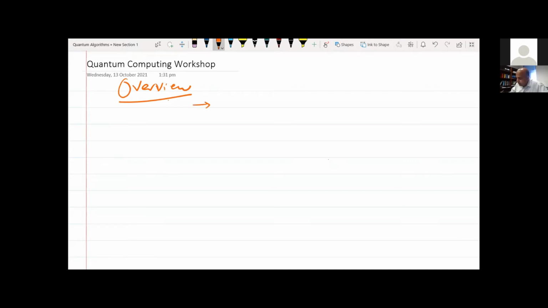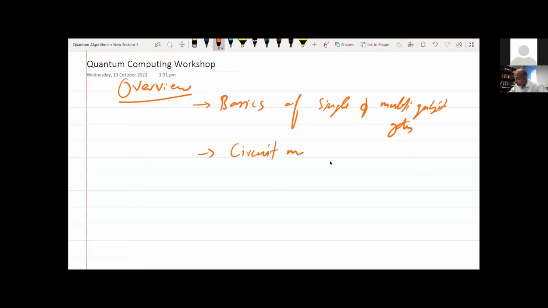So I will cover basics of single and multi qubit gates. We'll discuss the quantum computing model, which is the circuit model.